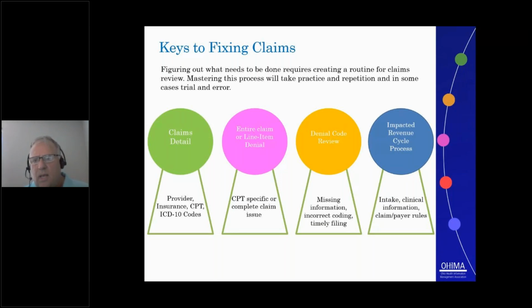Third, review the denial code provided by the payer. What does it mean, and are there supporting codes? It will take some research until some codes become second nature, which will occur over time.